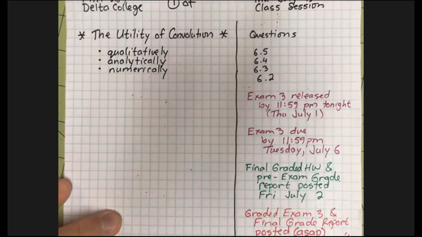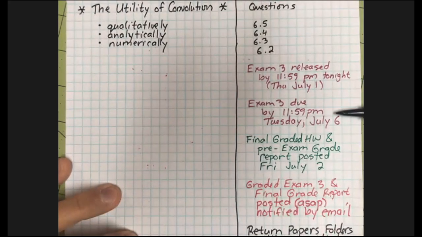By now you're aware that exam 3 will be released tonight at 11:59. This is Thursday, July 1. It's due on Tuesday, July 6 by 11:59. So standard procedure, except one extra day for the holiday.